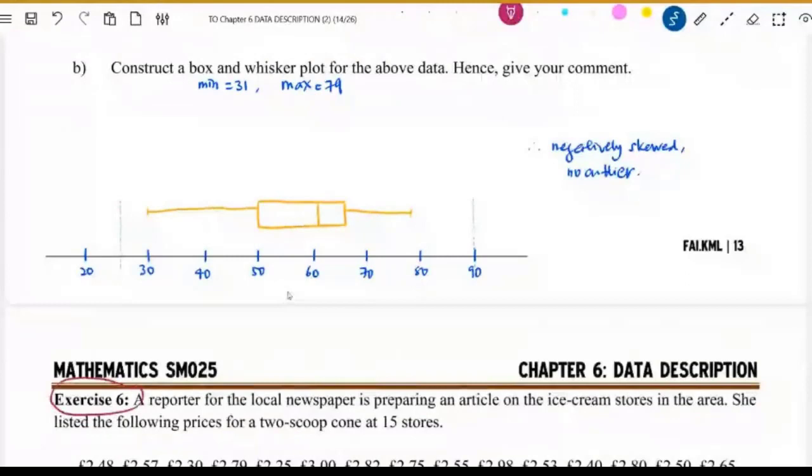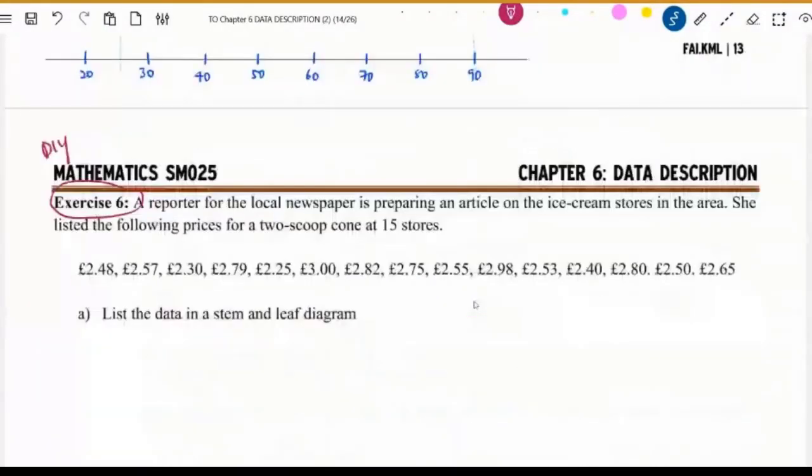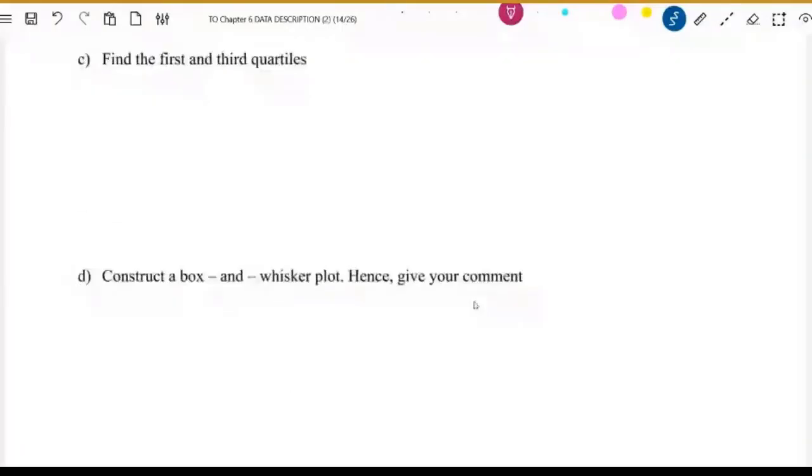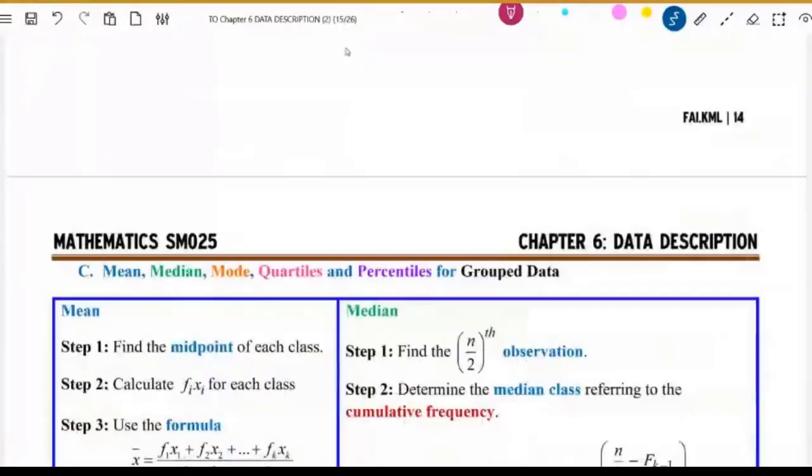Okay, now we can proceed with the next one, which is group data for the measure of location. So measure of location for group data. So once again, group data represent a table with intervals.